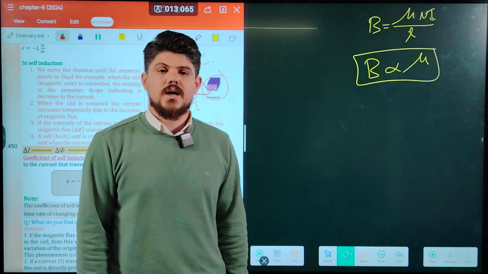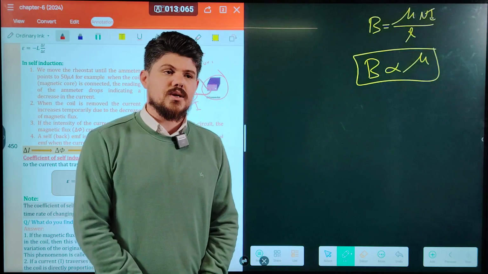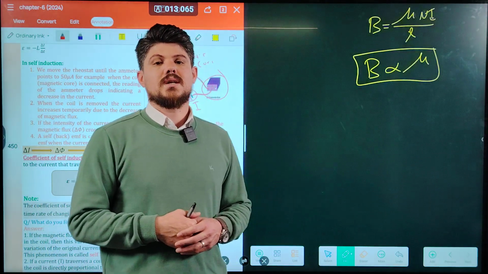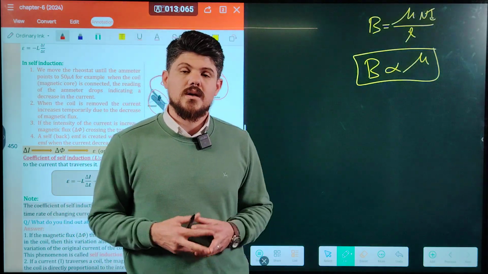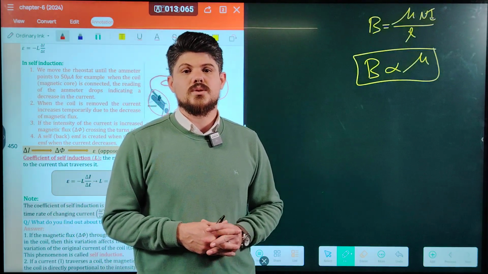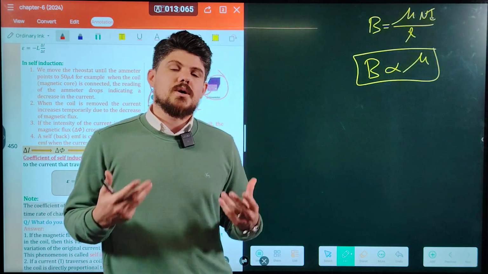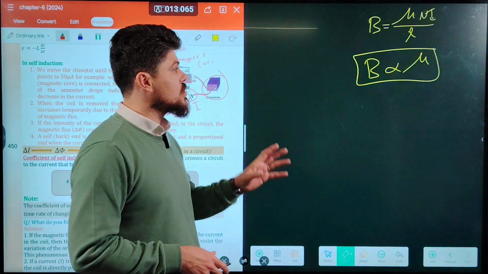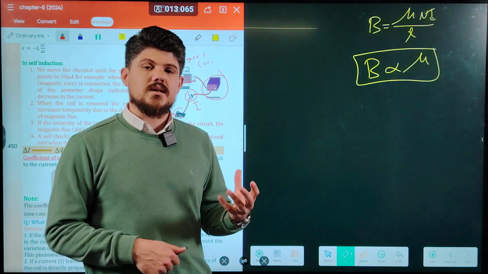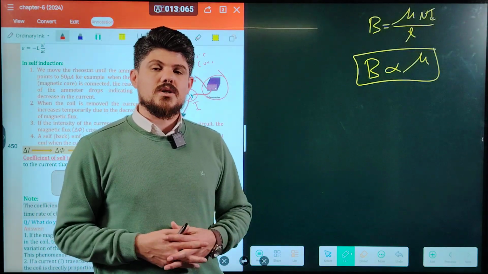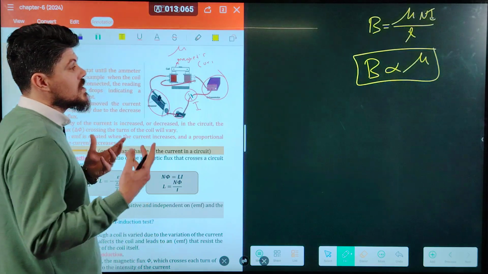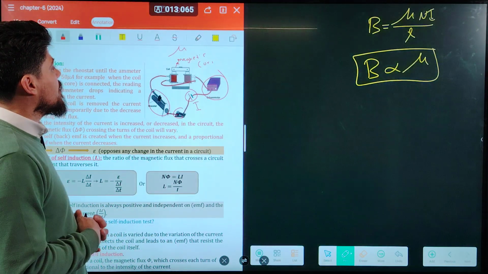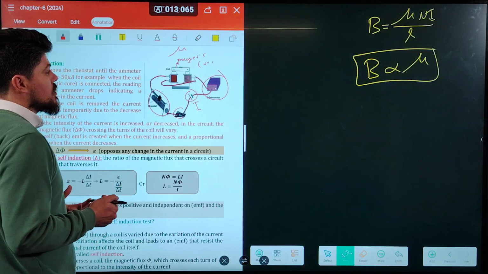So in how many ways can we increase the induced magnetic field in a solenoid? By increasing the number of turns per unit length, or by inserting an iron rod into the solenoid, because the permeability of the iron rod is more than the permeability of the air and the vacuum. So by increasing the magnetic core, the magnetic field also increases. By increasing the permeability of the solenoid, the amount of induced magnetic field increases.